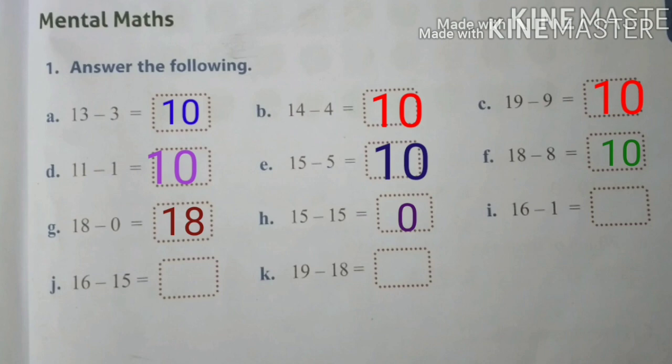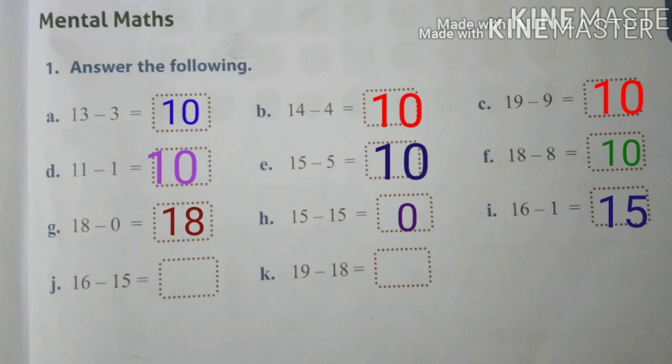Then the next problem 16 minus 1. Yes, if we subtract 1 from a number, what will be the answer? The number that comes before will be the answer. Tell me children, which number comes before 16? Yes, it is 15. That is 16 minus 1 is equal to 15.